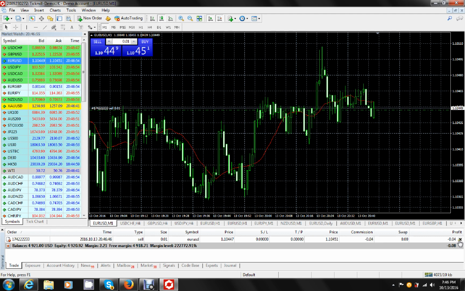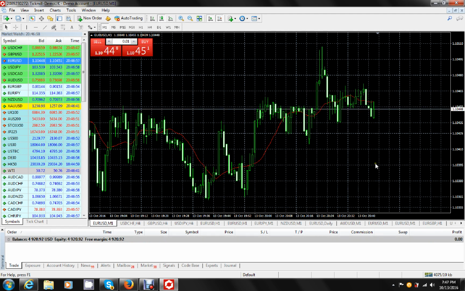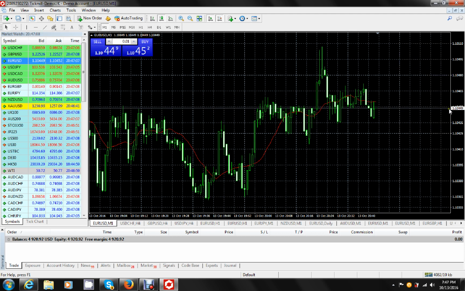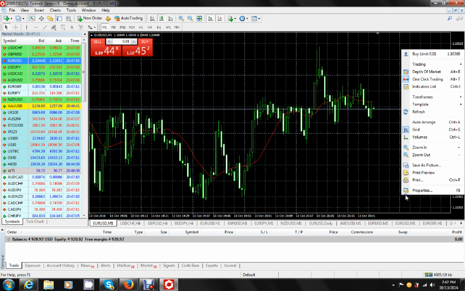Now let's look at what is a sell stop. A sell stop is like a sell, but it's not really a sell. It's like a sell order. For example, you press anywhere below the price. This is the price level. You press anywhere below the price, you go to trading, you go to sell stop.